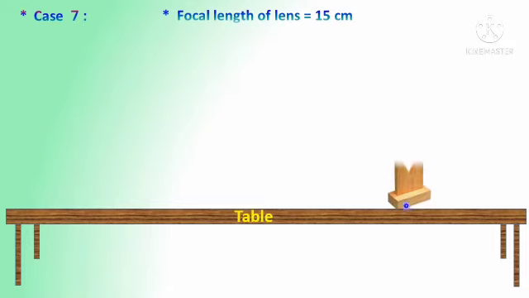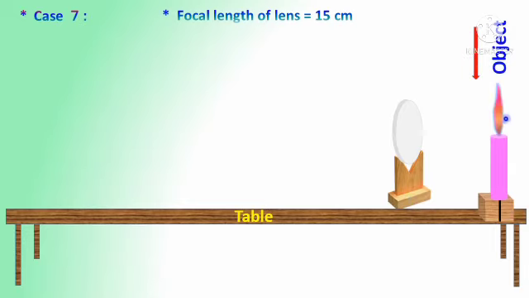Now case 7. The focal length of the lens is 15 centimeters. Then bring the object nearby. Why? Because here the object to lens distance is only 20 centimeters. So the object distance is 20, that is small u. Now we want the screen, bring it slowly from left to right.